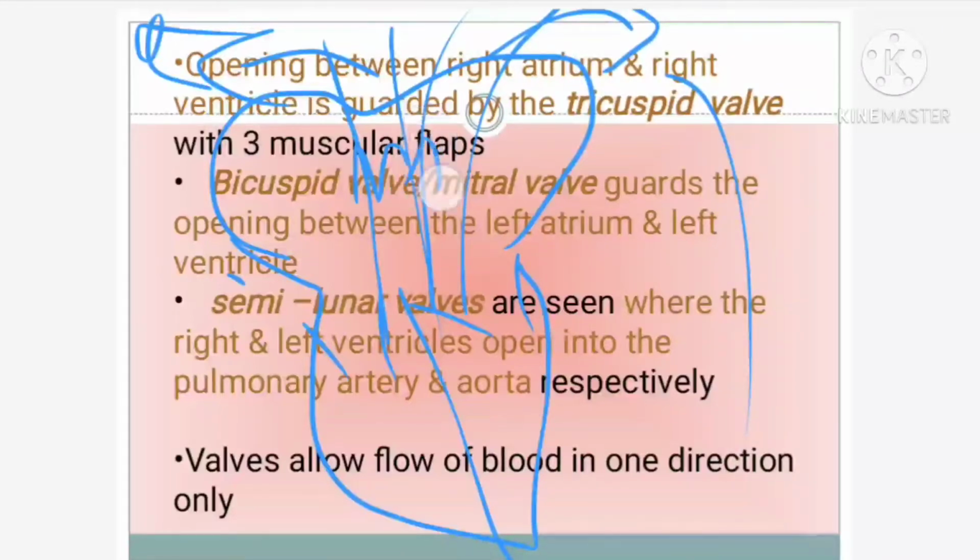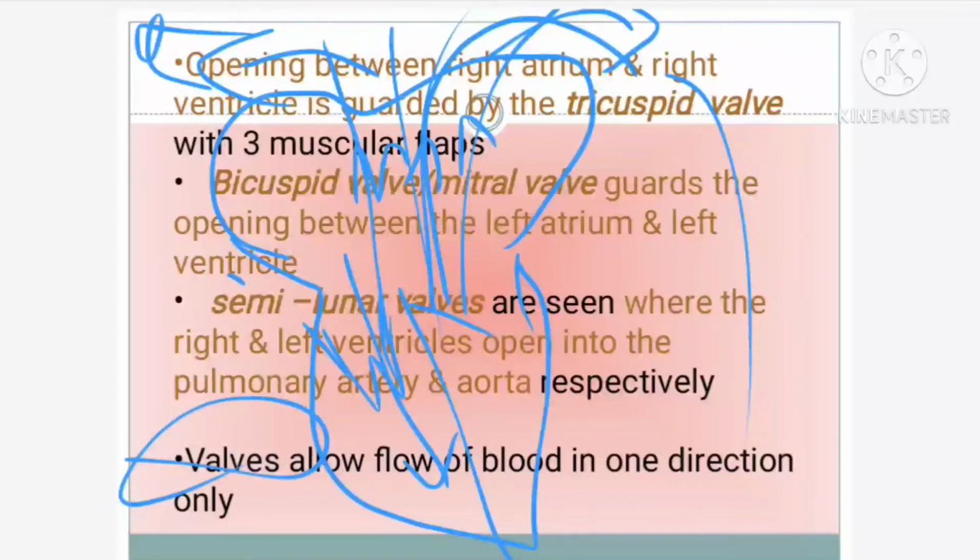So this valve is facing like this, so that the blood will flow like this only. This valve is facing like this, so that the blood will flow like this only. So what is the advantage of the presence of these valves? Valves are helping in unidirectional flow of the blood. The blood will flow only in one particular direction. Okay. So these are the basic concepts of what? The structure of the heart.